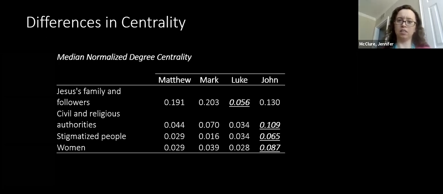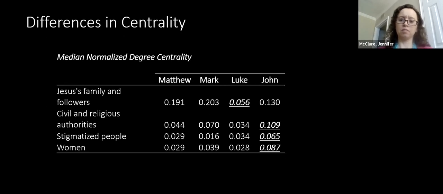And what I think is happening here, and I'll actually show you some pictures of this later, is that in narratives in John where Jesus is interacting with stigmatized people, typically healing them or talking with them, Jesus experiences more opposition from the religious leaders than in Matthew, Mark, and Luke. There is some antagonism in Matthew, Mark, and Luke from the religious leaders toward Jesus's interactions with stigmatized people, but it's a lot more common for this to be happening in John. And so that helps the stigmatized people to be more relationally connected within the network.